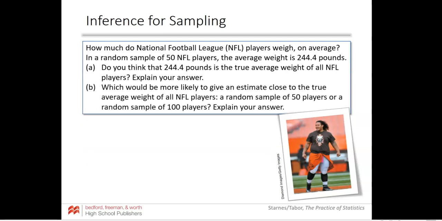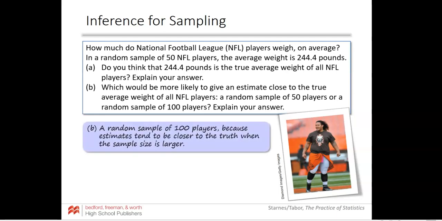Which would more likely give an estimate close to the true average weight, a random sample of 50 or a random sample of 100? Hope this is getting easy at this point. Certainly, the random sample of 100 is going to be a more precise estimate. It's not going to be perfect either, but again, the larger the sample, the more precise the estimate. They tend to be closer to truth when the sample size is larger.